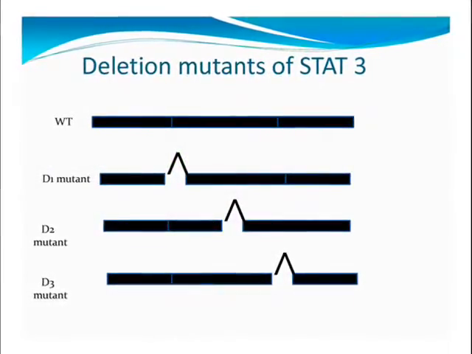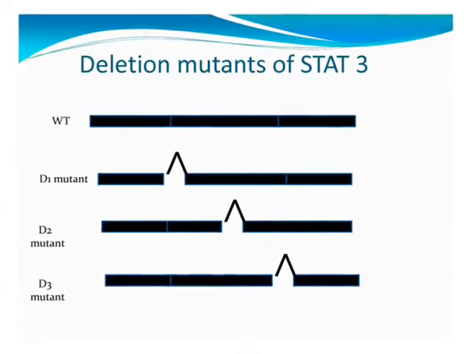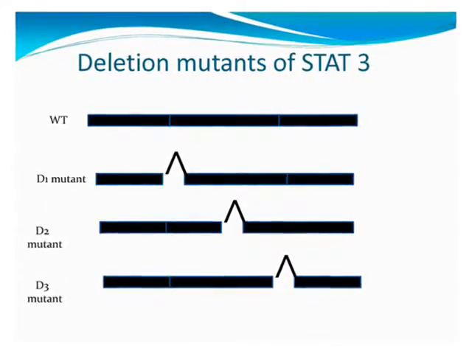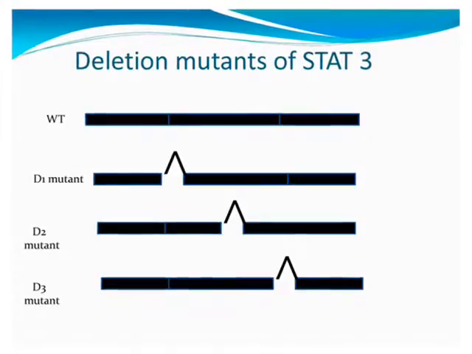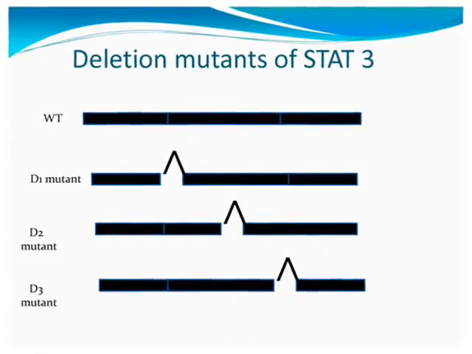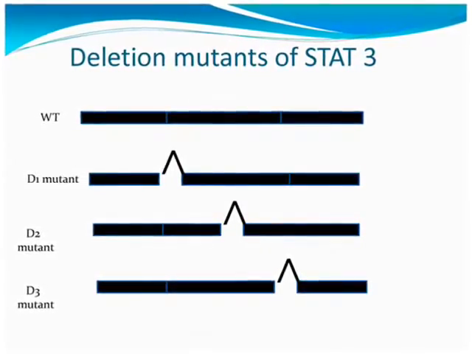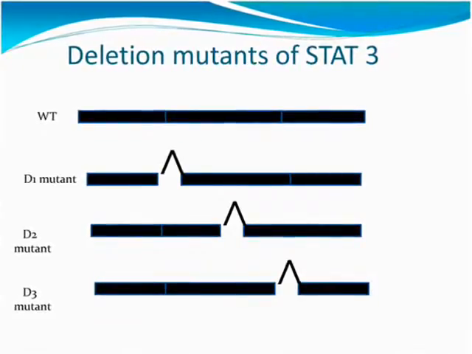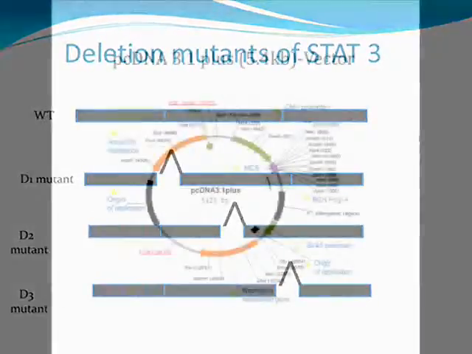Now comes our gene of interest, STAT3. STAT is an acronym of Signal Transducer and Activator of Transcription. The main purpose in cloning these genes is that they play a major role in immune tolerance and tumor surveillance.